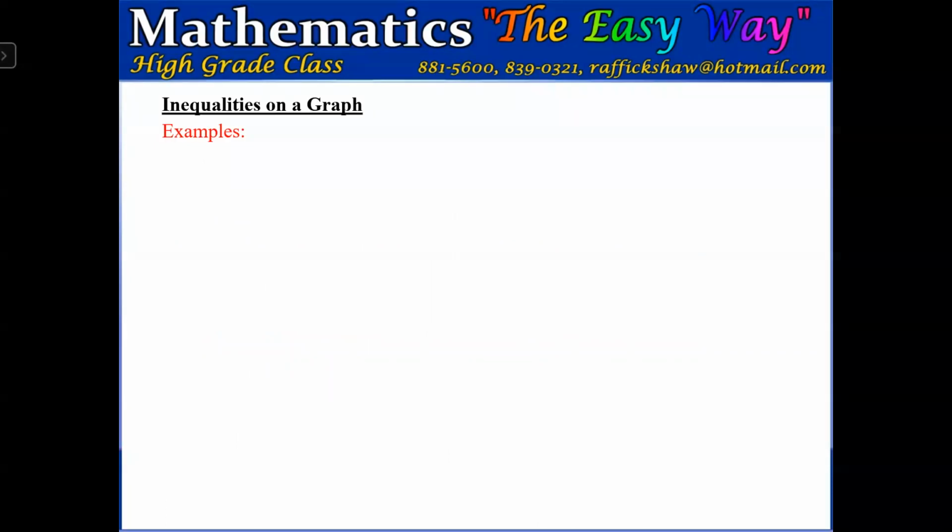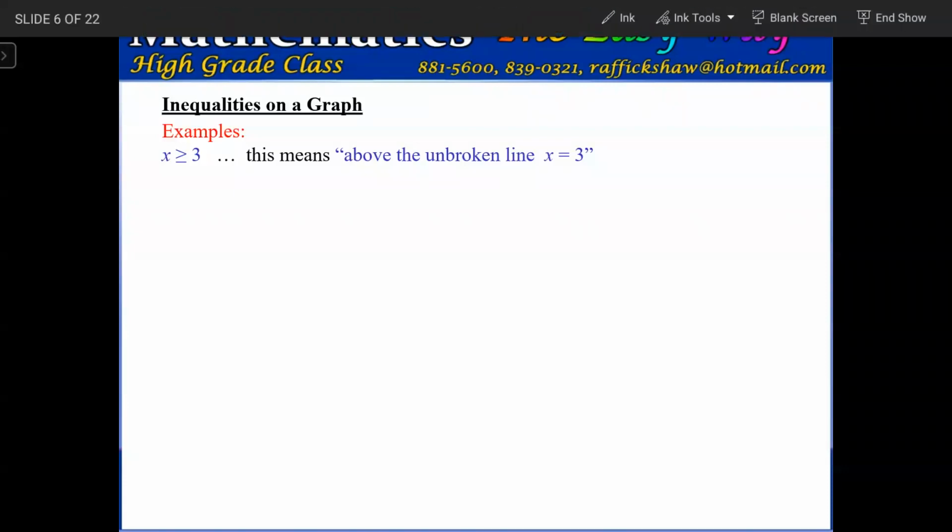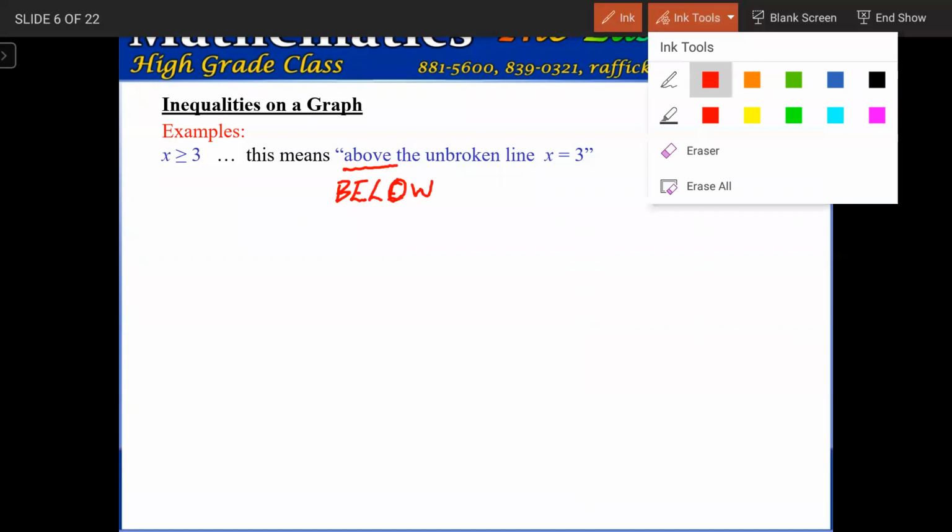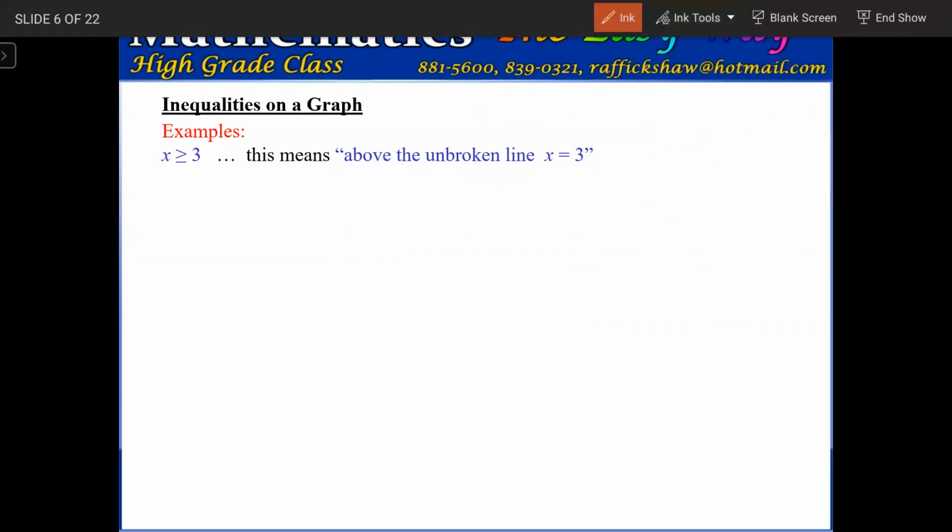All right, so let's do an example. Let's say I want to draw the graph of x greater than or equal to 3. The first thing I want to do is see what that inequality means. Now, when you're going to draw a graph of an inequality, one of the first words I want you to think about is either above or below. Remember, inequality is about being above a line or below a line. Do I want the region above a line, or do I want the region below a line? In this example, I want the region above. Why? Because of the greater than. So I want the region above the line.